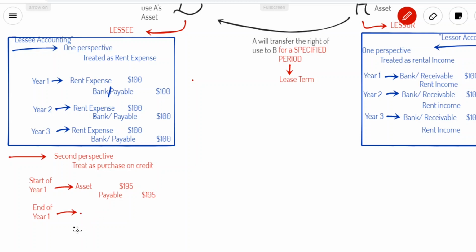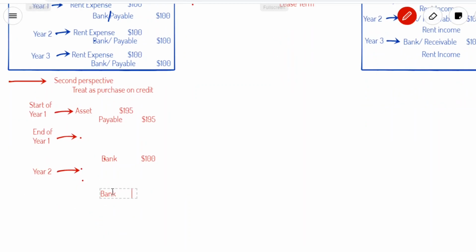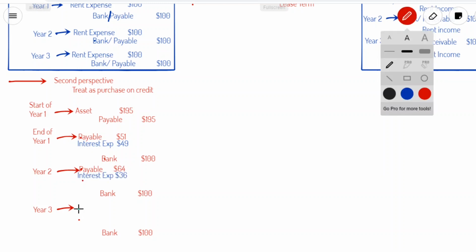And in each of those subsequent years, the entry for payment would include bank being credited by $100. The liability would be debited by some amount, and by the remaining amount the interest expense would be debited, because when we are paying back a loan, the installment comprises two parts. One is the principal, the other is the interest. So if this very transaction is seen as taking a loan and purchasing an asset, in that case the subsequent payment would be seen as repayment of that loan and interest expense.